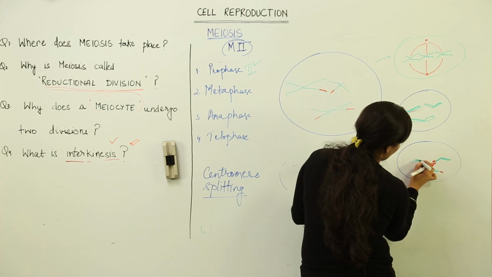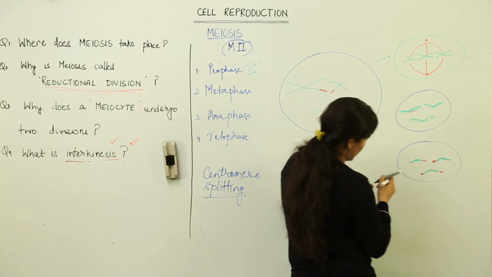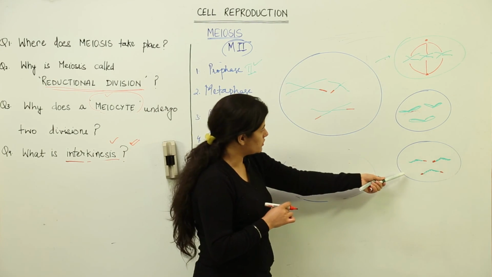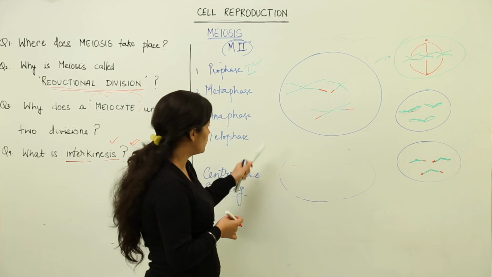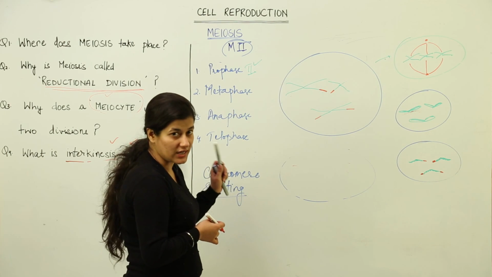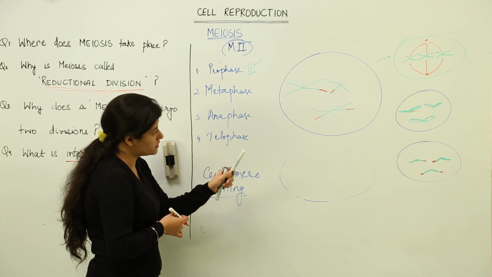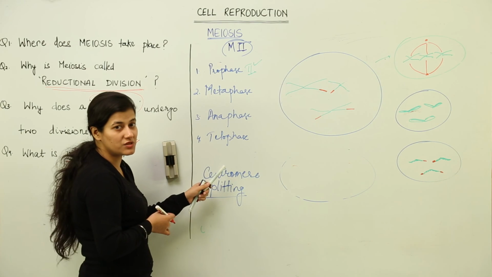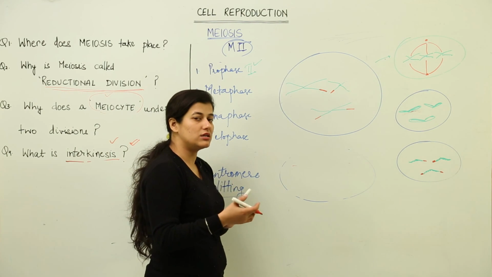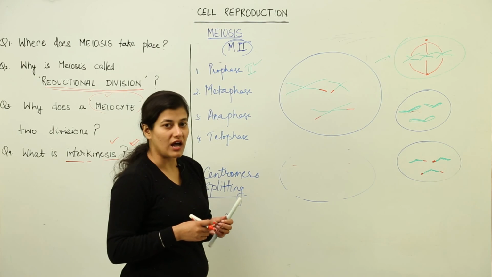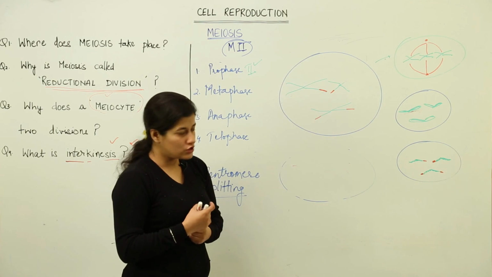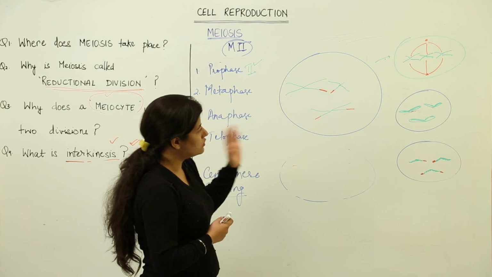So what we get in the end is 4 different cells with altered genetic material which show crossing over, with half the number of chromosomes and half the genetic material which was in the beginning of the cell. The cell started with supposedly X amount of genetic material. Now each cell is going to have X by 2. That means the chromosome number has also reduced to half, and at the same time the genetic material has also been reduced to half. This is all about meiosis.